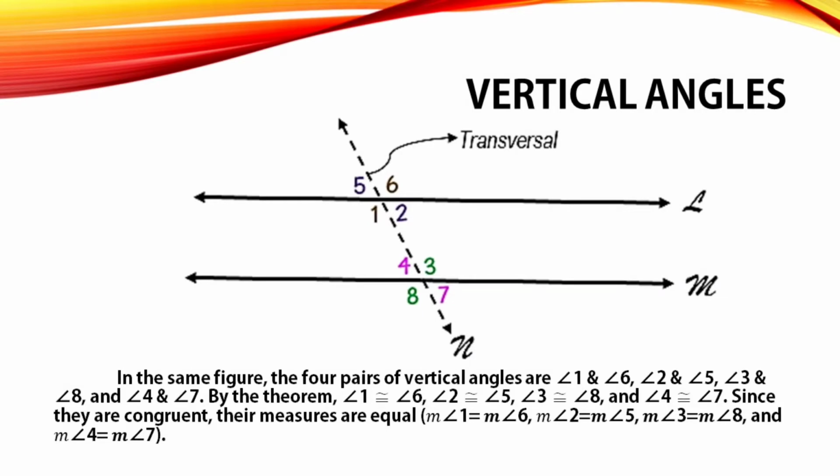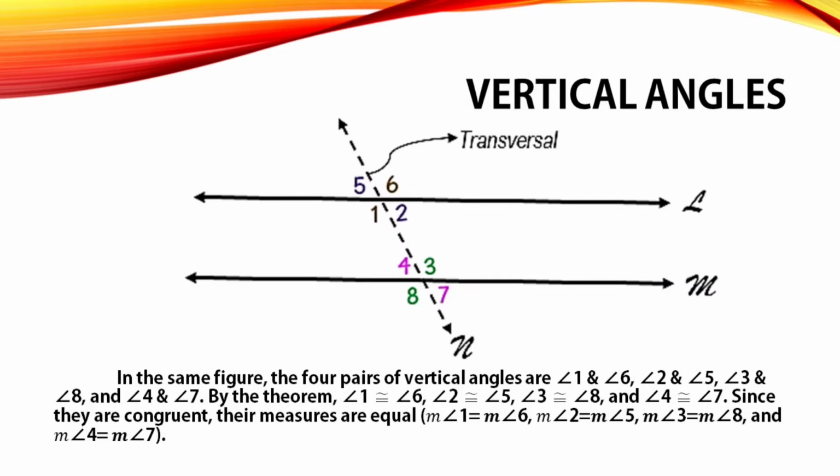So the four pairs of vertical angles are angle 1 and angle 6, angle 2 and angle 5, angle 3 and angle 8, angle 4 and angle 7. So by the theorem, angle 1 is congruent to angle 6, angle 2 is congruent to angle 5, angle 3 is congruent to angle 8, and angle 4 is congruent to angle 7.